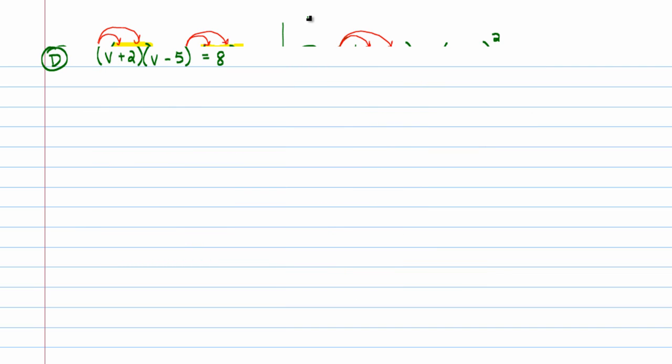Now take a look at this next example. This is a style of example that most students get tripped up on because they think that the left-hand side is factored, so therefore v plus 2 is equal to 8 or v minus 5 is equal to 8. But remember, you cannot do that. So I'll write it in red, this does not imply that v plus 2 is equal to 8 or v minus 5 is equal to 8.